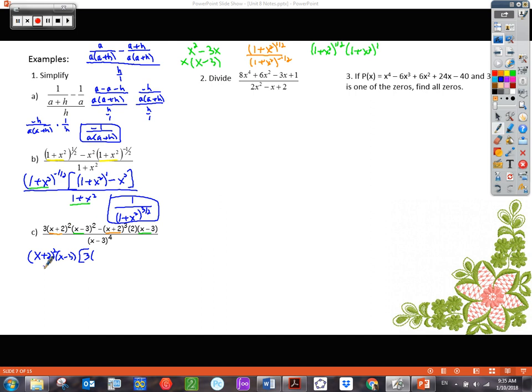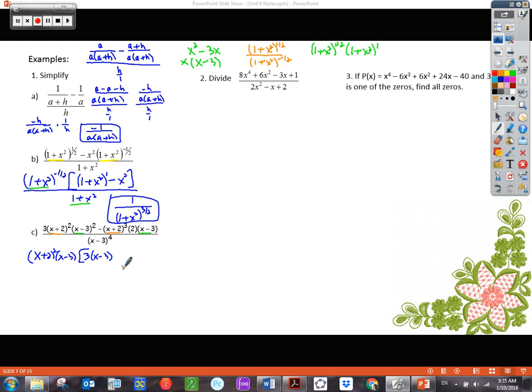This x plus 2 squared came all the way out, didn't it? But how many of the x minus 3's do I have left over? I have one of them left over. I have one x minus 3 left over. Okay, are we okay with that first term?